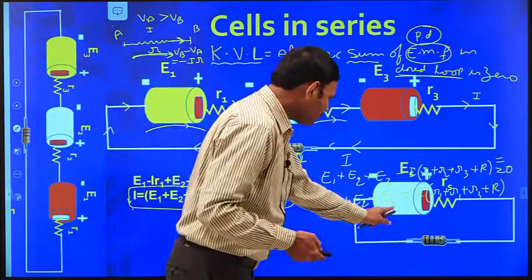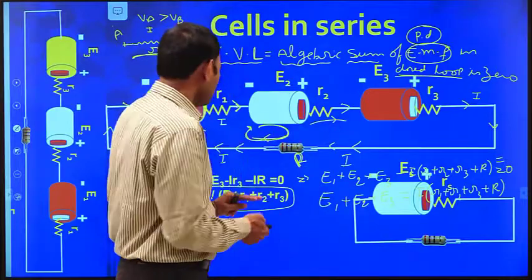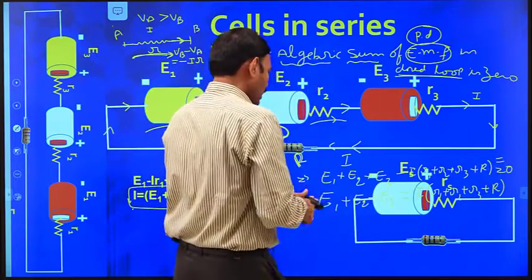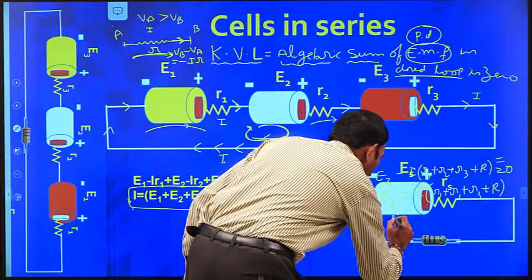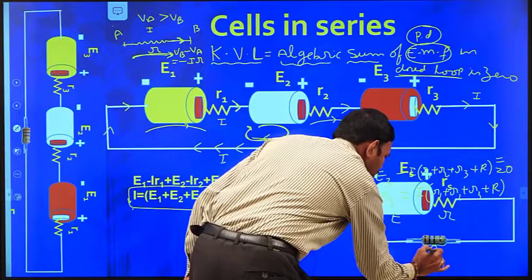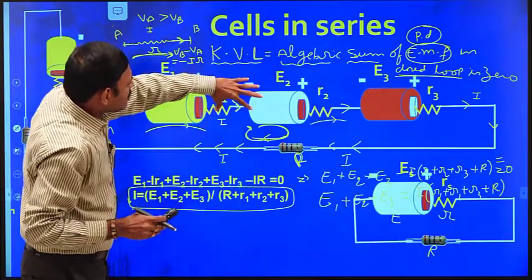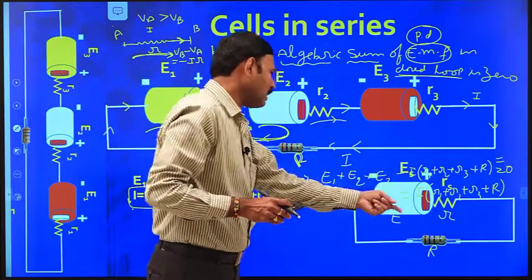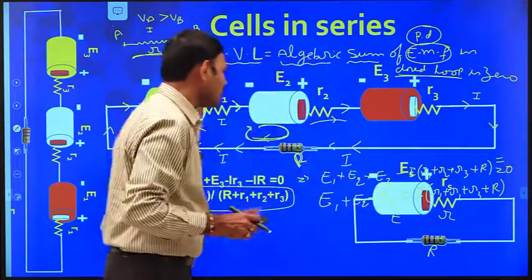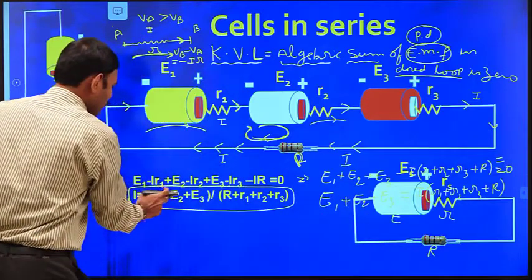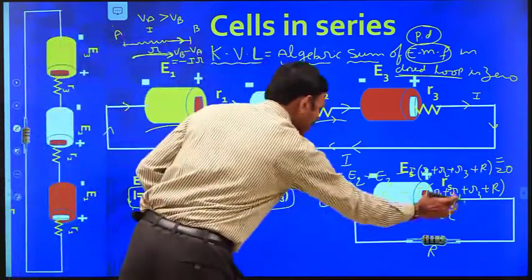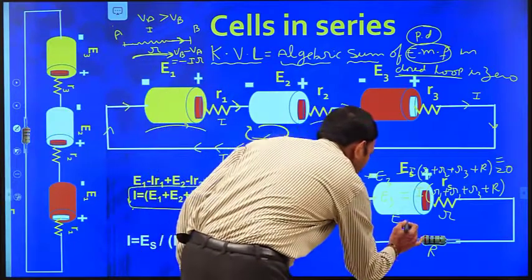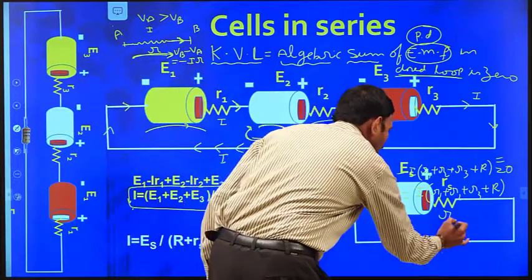So, if you group the cells into a battery, this combination of cells as a battery, then we have a battery having EMF E and internal resistance r, and as usual external resistance capital R. So, this series combination of cells is replaced by a single cell having EMF capital E and internal resistance small r, with the usual external resistance capital R. That E is given by E1 plus E2 plus E3, understood, and the small r is given by R1 plus R2 plus R3.